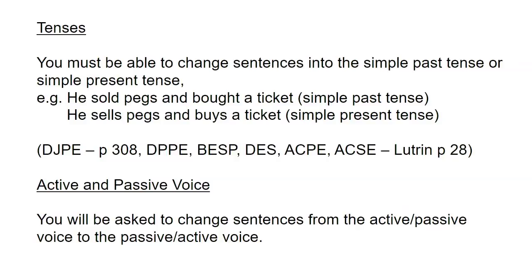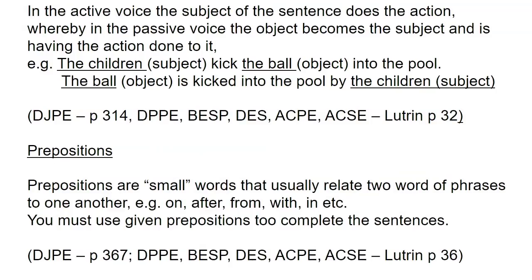The tenses the DJPE will find on page 308. The DPPE, BESP, DES, ACPE and ACSE will find that in your Lutheran book on page 28. Talking about active and passive voice, that is also in your papers, so make sure you understand that. You will be asked to change sentences either from active to passive or from passive to active voice. In the active voice, the subject of the sentence does the action, the verb, whereby in the passive voice, the object becomes the subject and is having the action done to it.